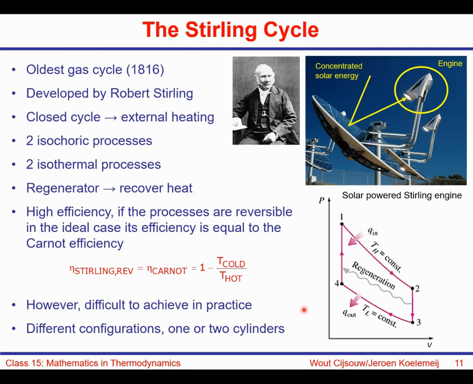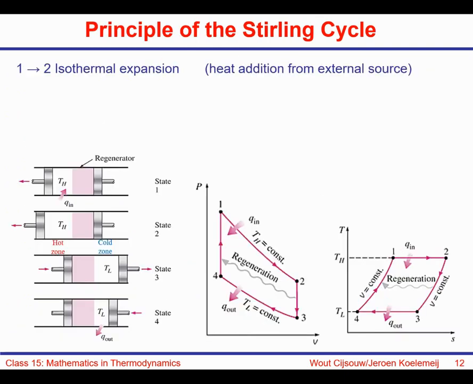And Stirling engines that make use of this Stirling cycle come in different forms. They can have either one cylinder or two cylinders. We will see at least one of them in the coming slides. So let's take a look at the principle of operation of the Stirling engine or Stirling cycle.